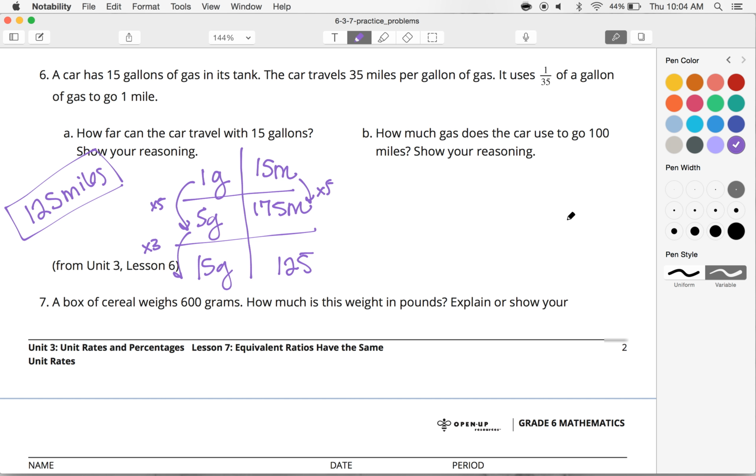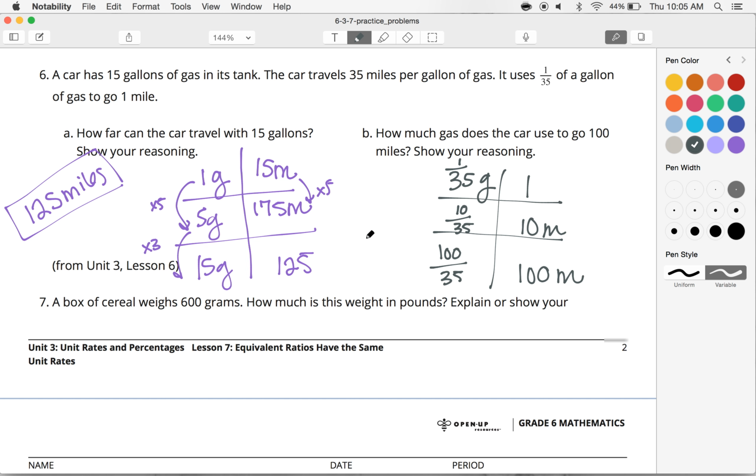For this one, I can kind of think of the same thing. I could use a chart for this as well. If I go 1/35 of a gallon is 1 mile, I can think 10/35 of a gallon is 10 miles. So 100 over 35 gives me my 100 miles. So it's 100 over 35 gallons.